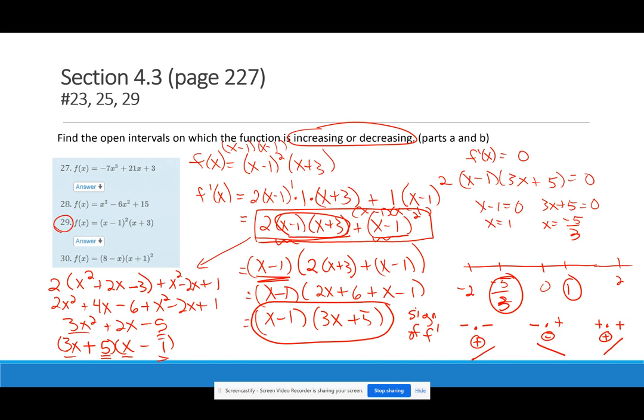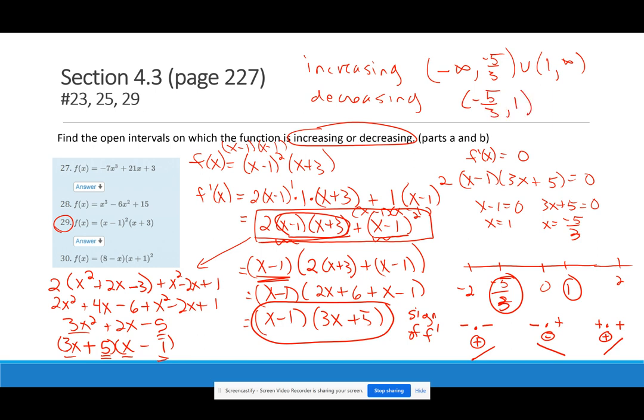Okay, so where is it increasing? It'd be increasing on the open intervals from negative infinity to negative 5/3, and then also past 1 to infinity on those two, and it'd be decreasing in between the two critical numbers. So negative 5/3 to 1. Okay? And they might only ask you for one or the other, so just watch what they want you to do.